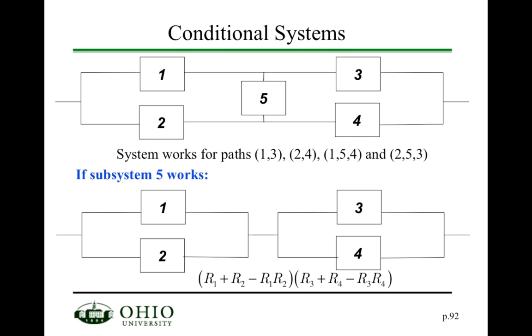Well, you can also do this with other weird systems like this one, for example. It's an example of what we refer to as a conditional system. You can see that this system works for taking a path 1, 5, 4, or 2, 5, 3, or 1, 3, or 2, 4. So you see there's a variety of different combinations that make this system work.